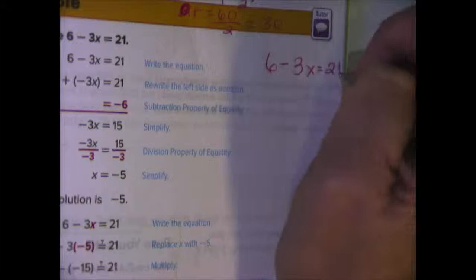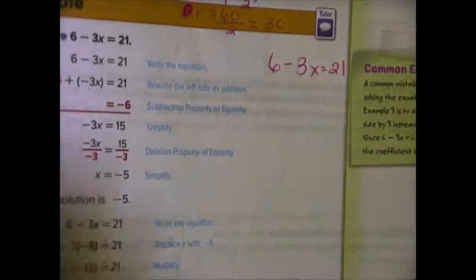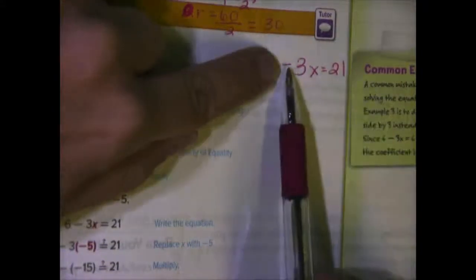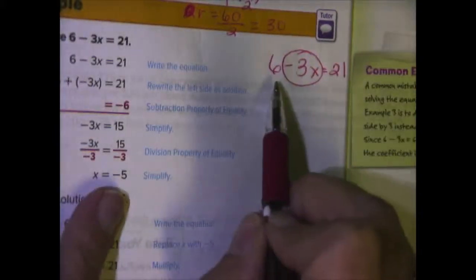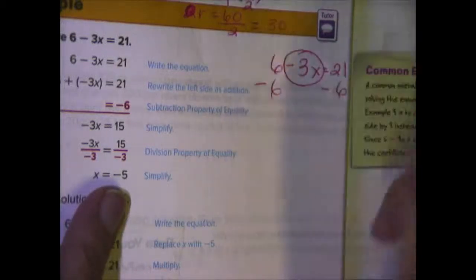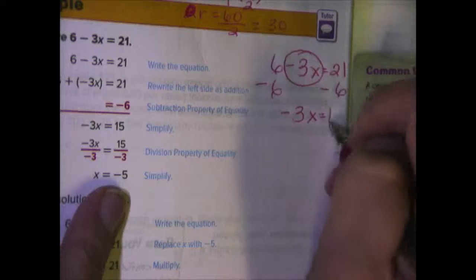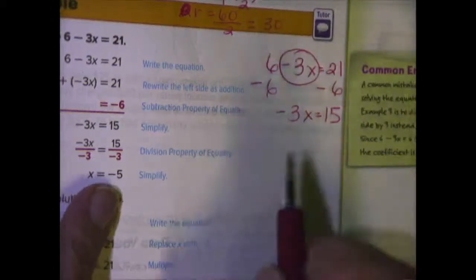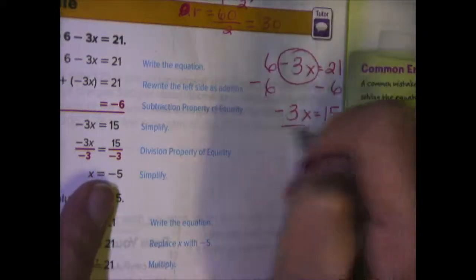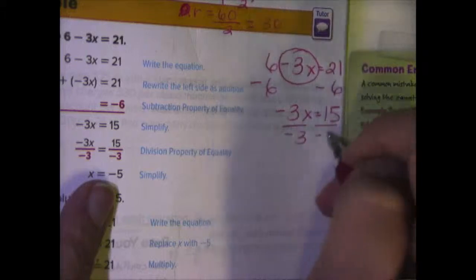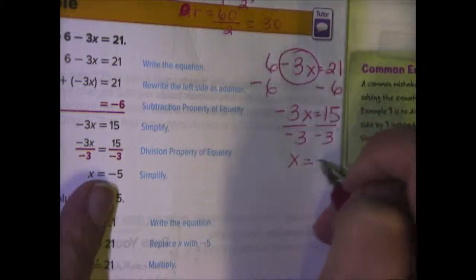We have 6 minus 3x equals 21. The first thing I do is I look and I see that I have a minus in front of this 3x, which makes it a negative 3x. I need to get negative 3x by itself. In order to do that, I need to get rid of the 6, so I'm going to subtract 6 from both sides. That leaves me with negative 3x equals 21 minus 6, which is 15. And then I'm going to use the division property of equality and divide both sides by -3, and I get x equals -5.